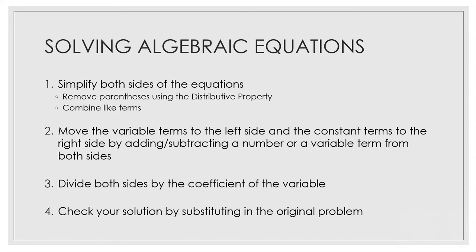Then for step 2, you want to move all of your variable terms to the left side of your equal sign, and all of the constant terms, which are just the regular numbers, you're going to move those to the right by either adding or subtracting whatever you see. At the end, you're going to either divide or multiply, but in most cases you're going to divide by the coefficient. And then you're going to check it by substituting.